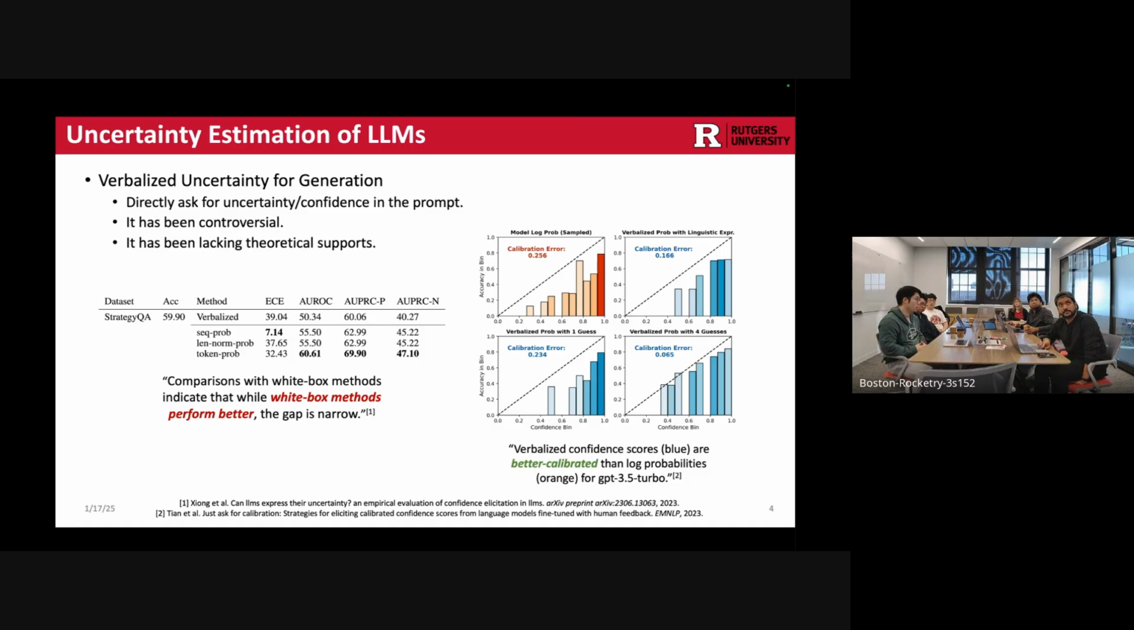But what's most important here is that it has been lacking theoretical support. By asking the model what is your confidence score, what is your uncertainty, we don't actually know what the generated output from the model means. So that's the most important observation.